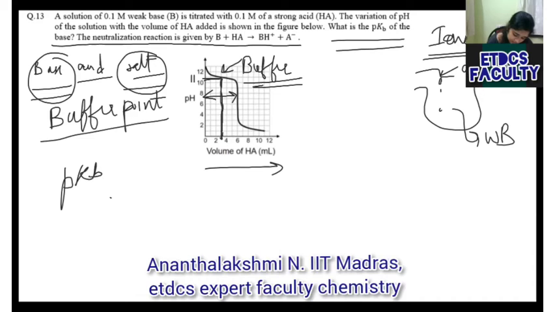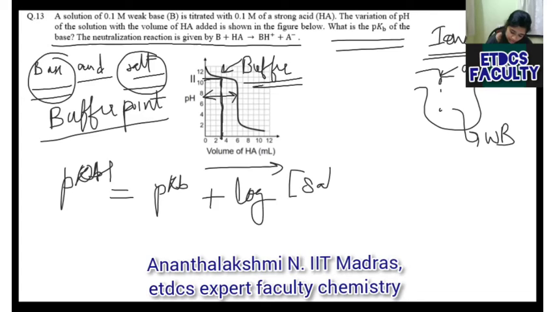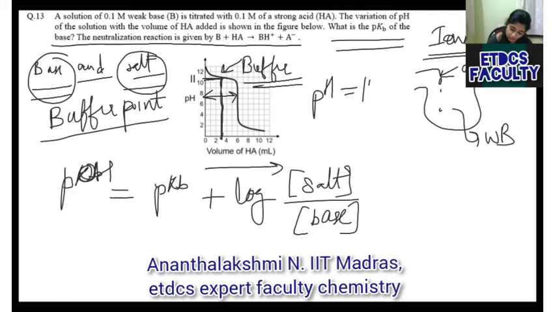So pOH is pKb plus log salt by base. That is the equation we use for the buffer region. Everything we'll study in detail in ionic equilibrium. So here we know at that buffer point, the pH is 11. And obviously, if pH is 11, pOH will be 14 minus 11, 3, right? This basic concept we know.